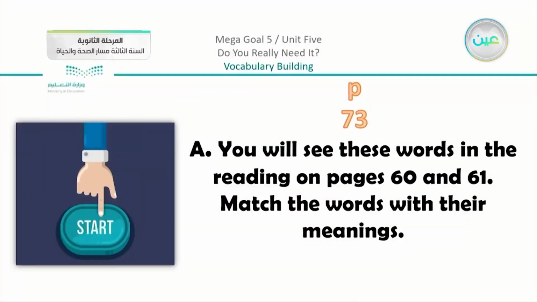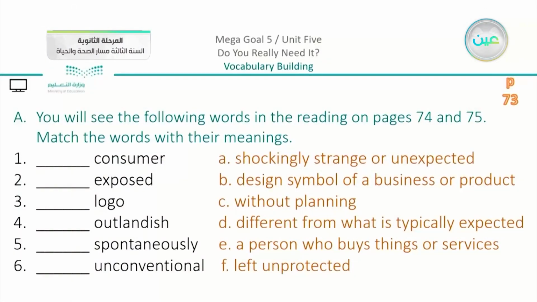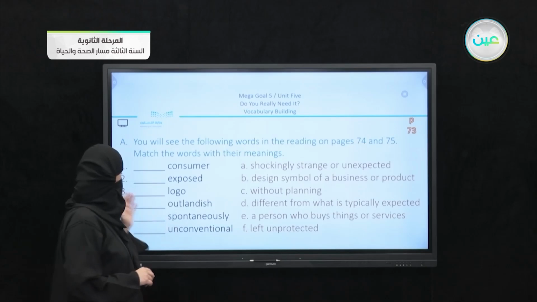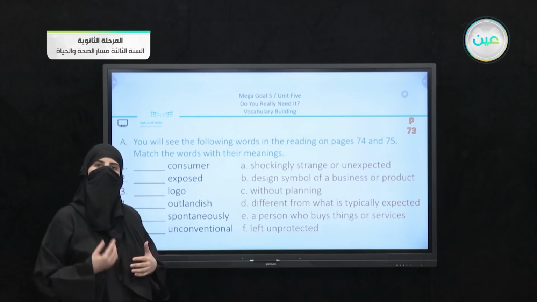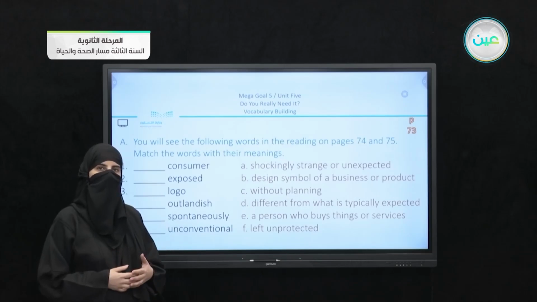Now we had the instructions on page number 73. You will see these words in the reading on pages 60 and 61. Match the words with their meanings. So basically we had our exercise here. Now you can see that we have here the words. We have 6 words and we discussed them. We classified the words and also we related to other meanings.